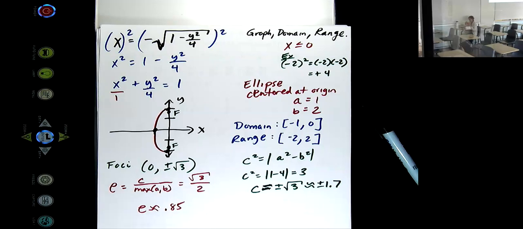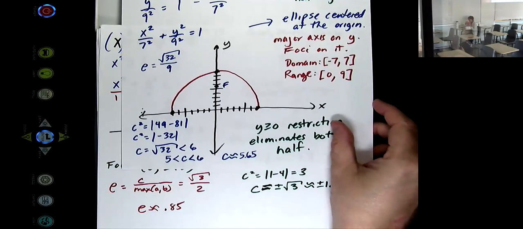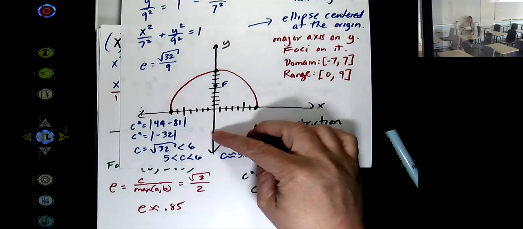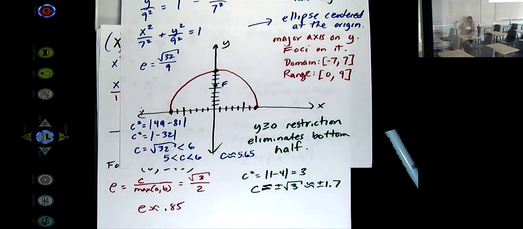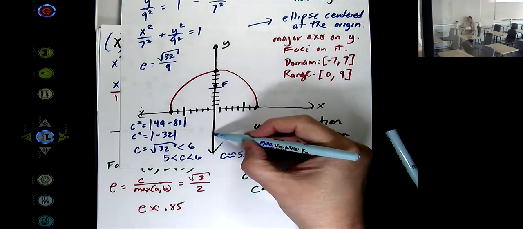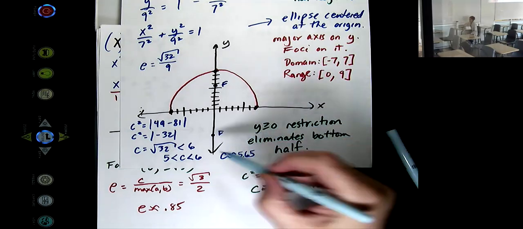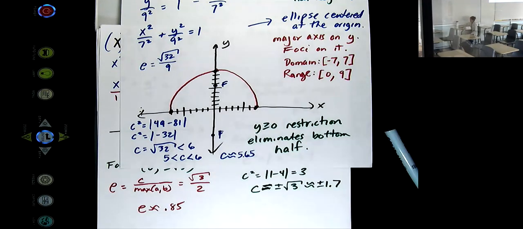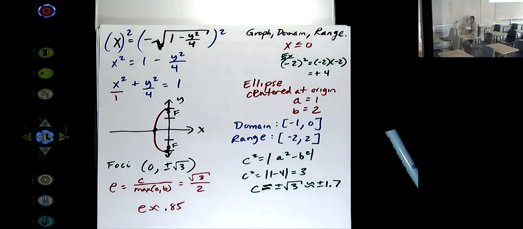That's a good question. For the last one, the other foci would be down here. So it's still technically there. But we didn't use it, so I didn't bother putting it. The other F would be down here somewhere. Foci go on the major axis. They both happen to be on Y here, but the restriction, or which half of the ellipse we had, was different for each one.